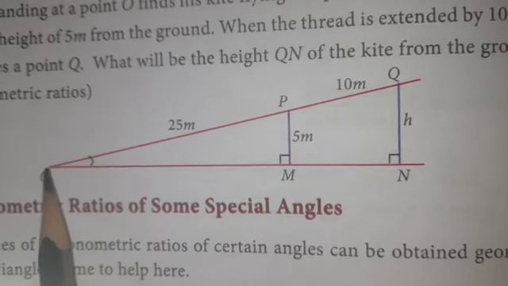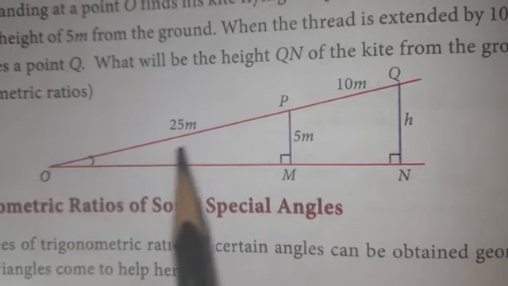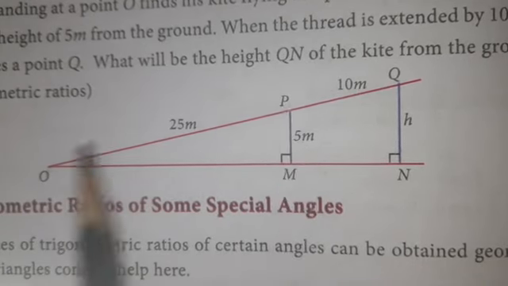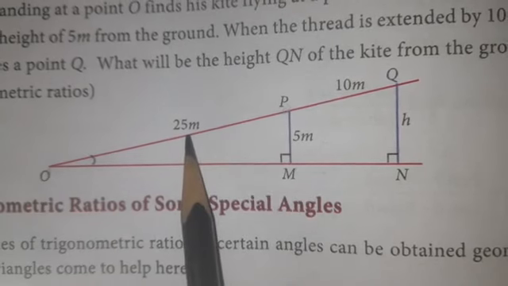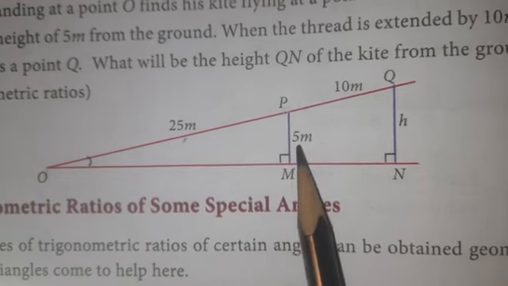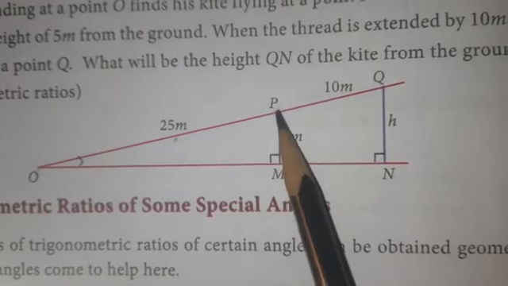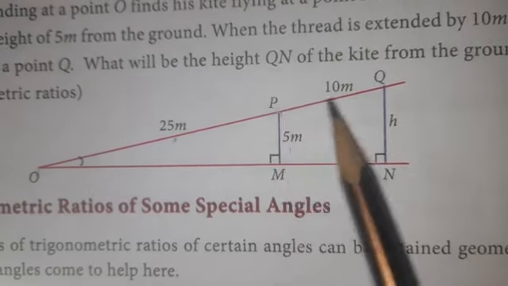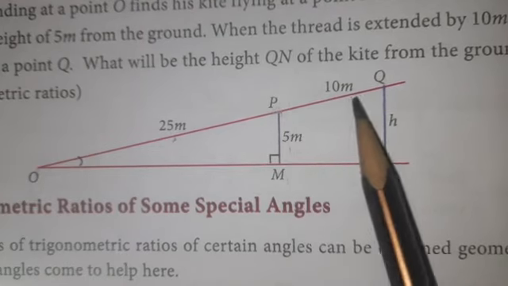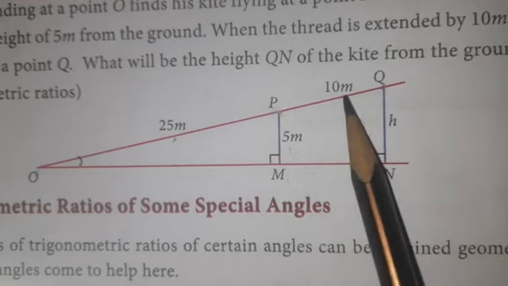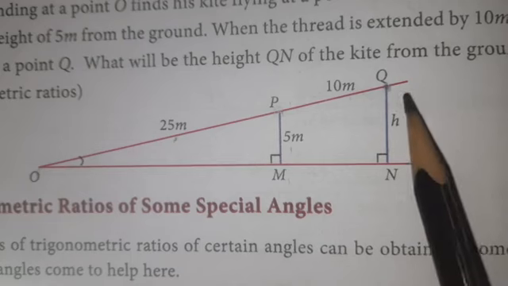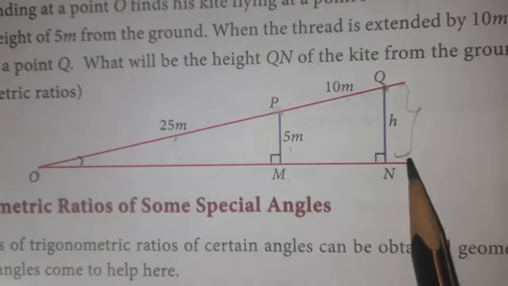Here the boy is standing. The kite is flying at point P, with the distance OP being 25 meters. The height from the ground is 5 meters. When the thread is extended after P by 10 meters, it reaches Q. Our question is, what is the height? Height means QN, which we should find.